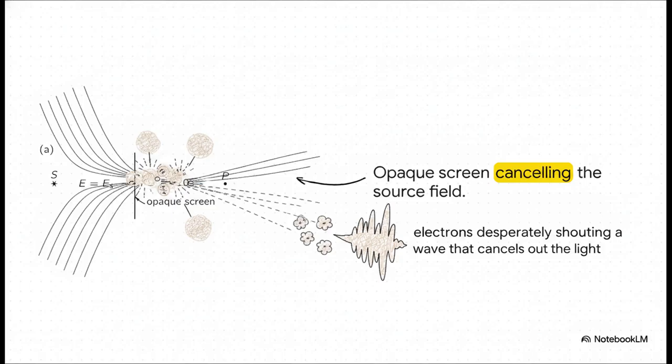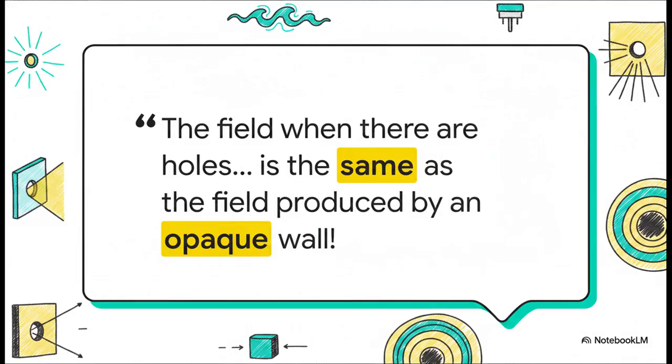Because the screen has a high imaginary index of absorption, those wiggling electrons generate a new field that is perfectly opposite to the source field. The total field on the backside is the source wave plus the screen wave, and they perfectly cancel each other out to zero. An opaque screen is really just a wall of wiggling electrons desperately shouting out a wave that cancels out the light. And this leads to an absolute stroke of genius for understanding diffraction, which is what happens when you poke a hole in that screen.